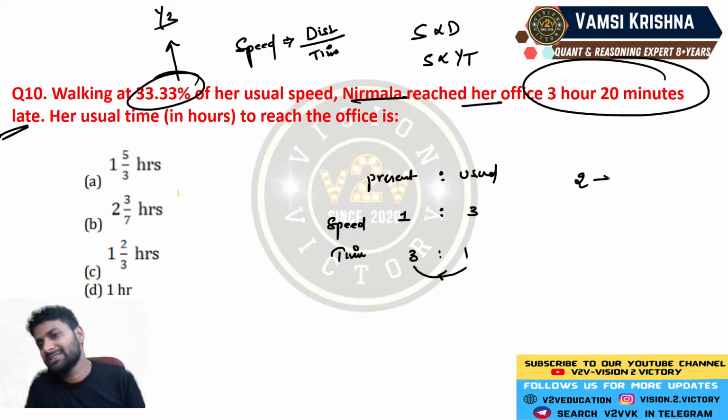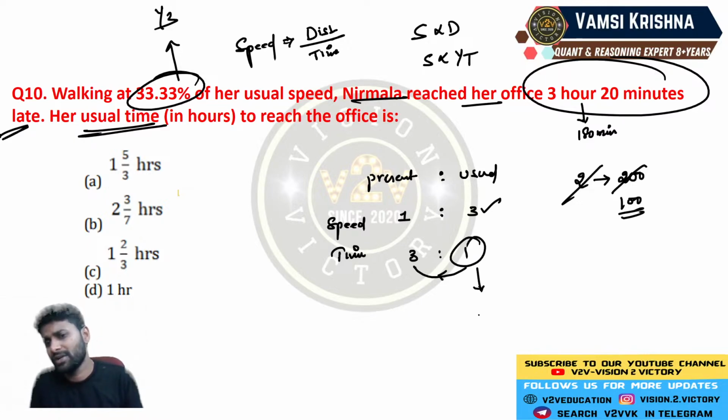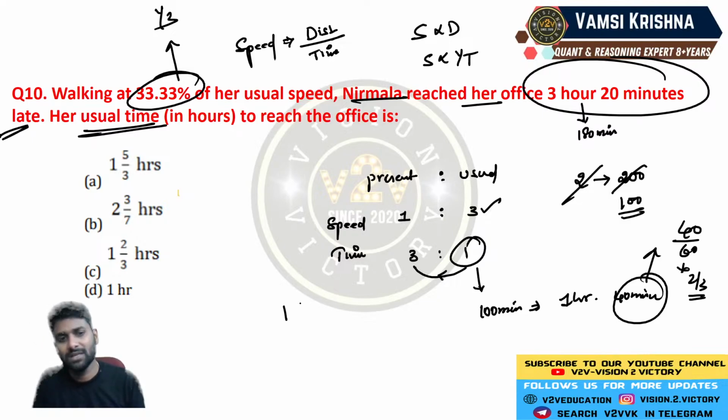Then 2 units is exactly equal to 3 hours, which is 180 minutes, plus 20, which is 200. Now 1 unit is exactly equal to 100. Now the question: what is the usual time? Usual speed is 3 units, usual time is 1 unit. So it becomes 100 minutes. 100 minutes is exactly 1 hour 40 minutes. You already know that 40 minutes is 40 by 60, which is 2/3. Now the answer is 1 2 by 3.